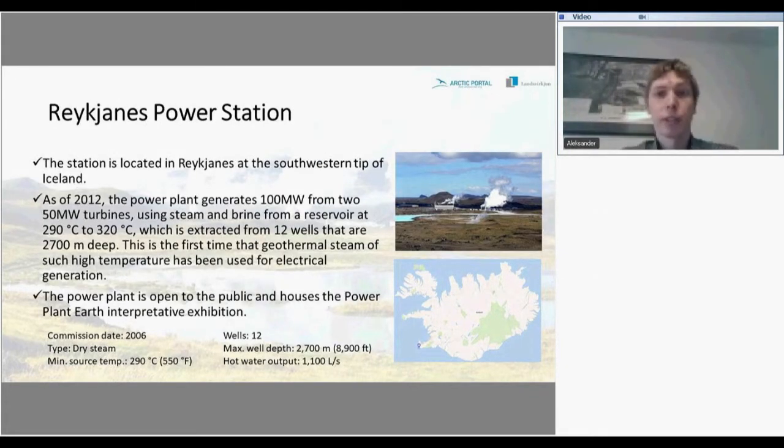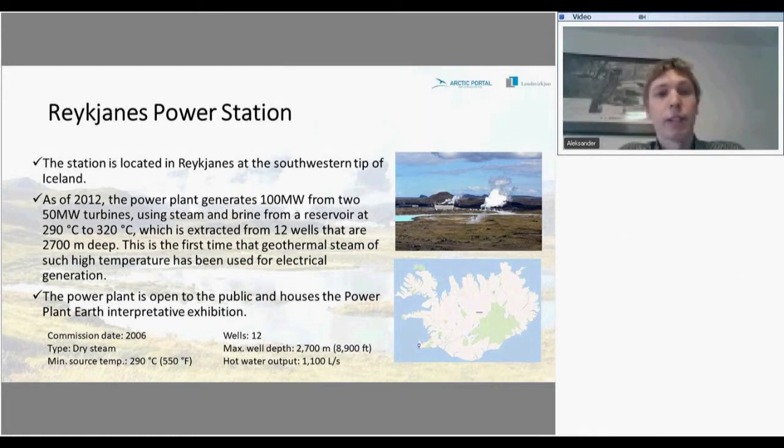Reykjanes power station is located in Reykjanes, in the southwest tip of Iceland. It was commissioned in 2006. It's a dry steam power station with 12 wells, and the wells are quite deep. They are 2,700 meters deep.